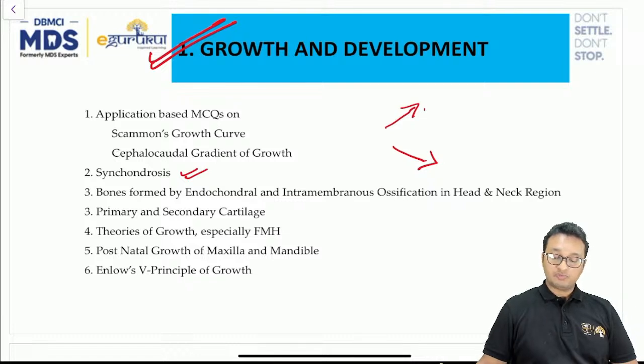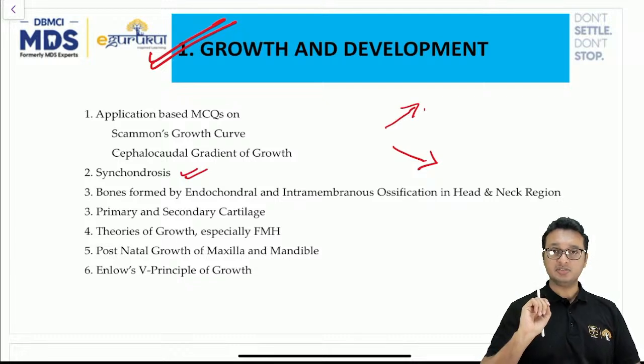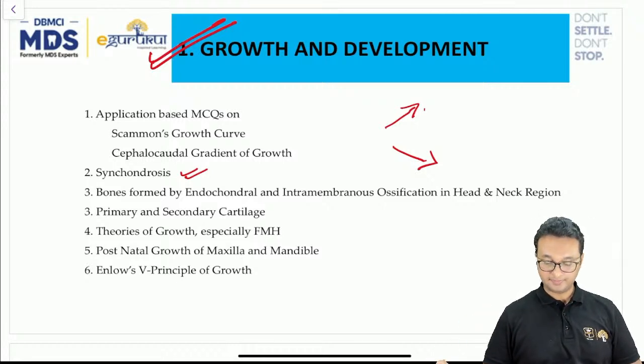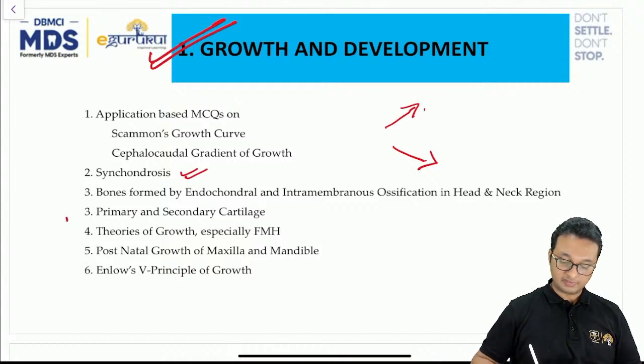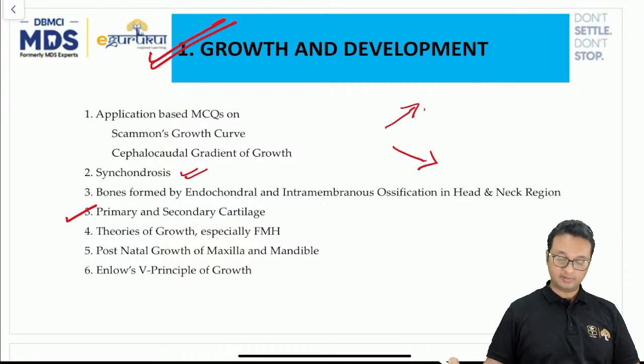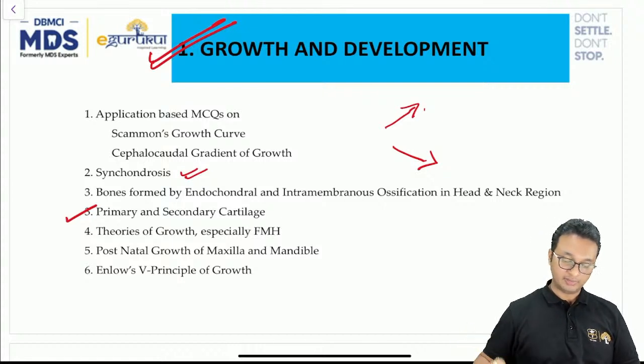Then what are the bones formed by endochondral and intramembranous ossification in head and neck region? You should be well versed with the bones which are formed by endochondral ossification, the process behind it, the biological principles behind the ossification of bone. So all those conditions, all those topics you have to be well versed with. Then, as I said, the difference between primary and secondary cartilage, the histological sections of primary and secondary cartilage, you might get certain image-based questions pertaining to this.